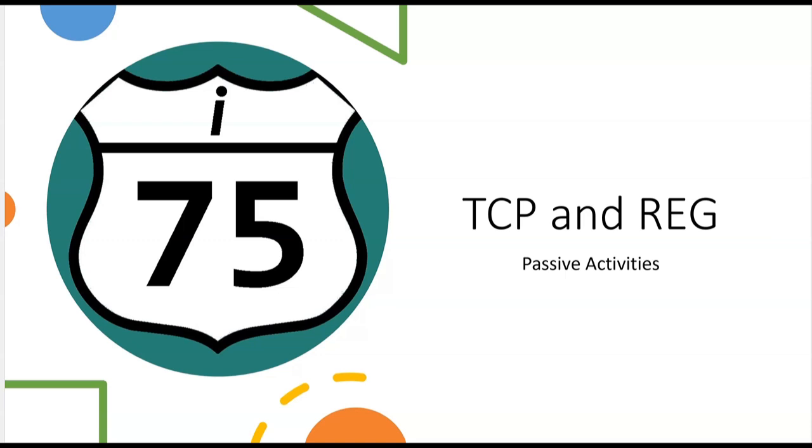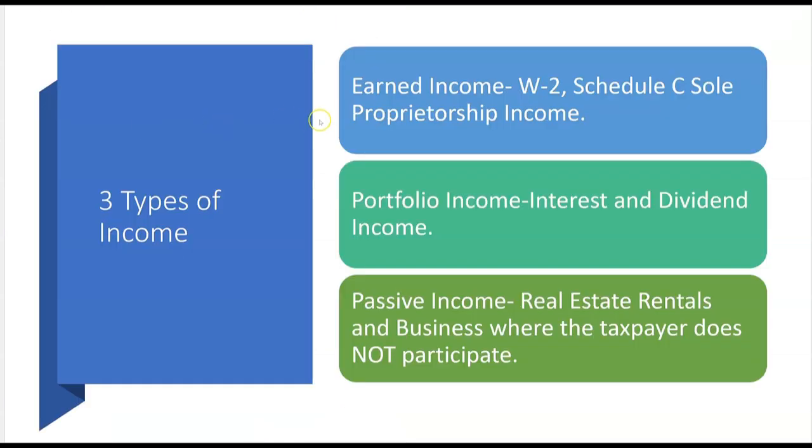All right, what do we have to know about passive activities? And for the CPA exam, this could be tested in TCP and also in REG. We'll start by saying that there's three major types of income.